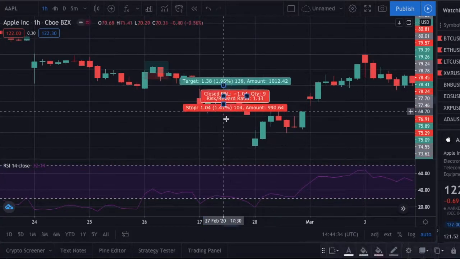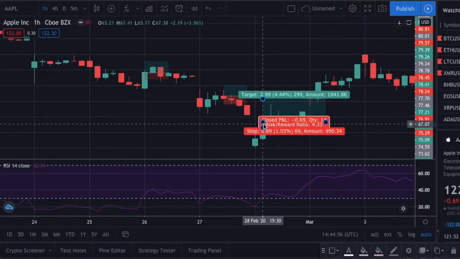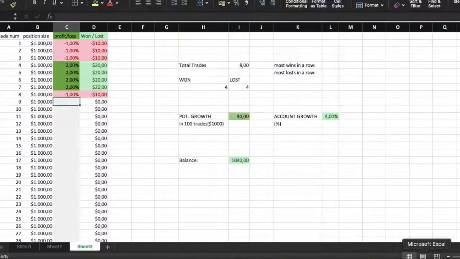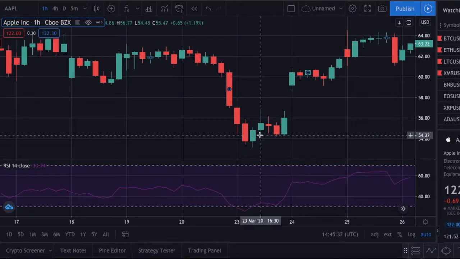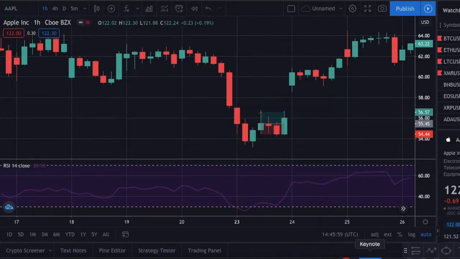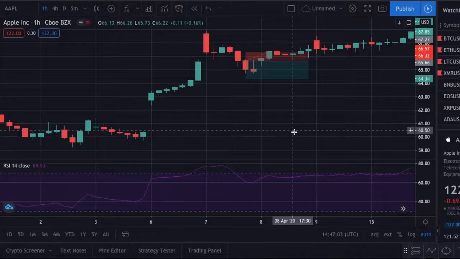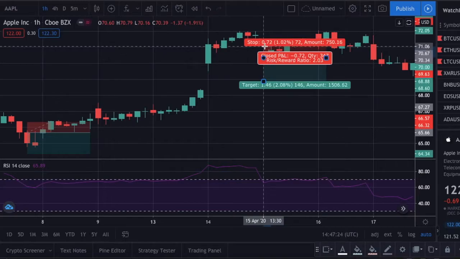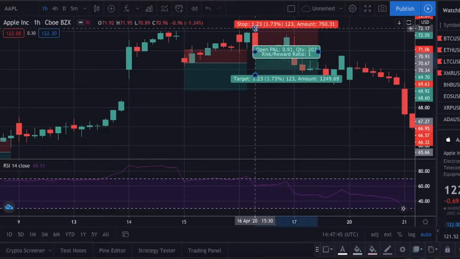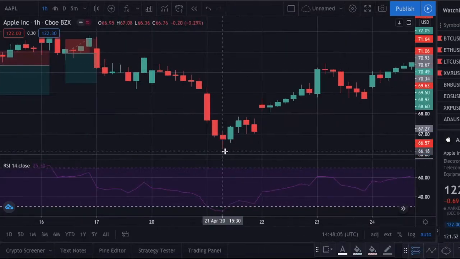In the backtest, I will take a total of 100 trades in the stock market. My position size will be $1,000 on each trade, and my risk-reward ratio will be 2. So I will risk 1% of my capital to win 2%. It means anytime I win, I will make $20, and anytime I lose, I will lose only $10. For the backtest, I chose 2 random stocks, which are Apple and Boeing. I will take 50 trades on each of them.